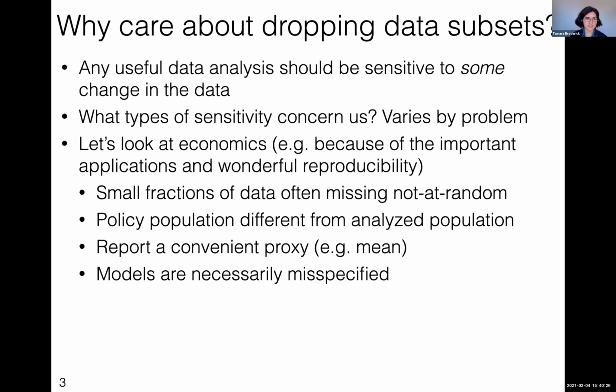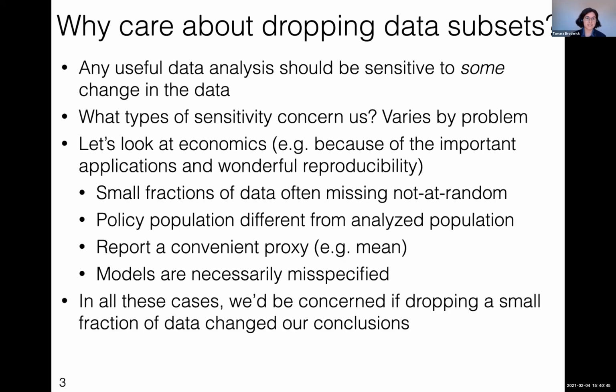And models are necessarily misspecified. I think this is true not just in the social sciences, but across the vast majority of the sciences. I mean, maybe some people in physics really know that something is Poisson, but the rest of us have to deal with real life where things aren't quite what we're imagining. And so we'd be worried if they really depended on a small fraction of our data again. Okay, so in all of these cases, we'd be concerned if dropping a small fraction of data changed our conclusions.